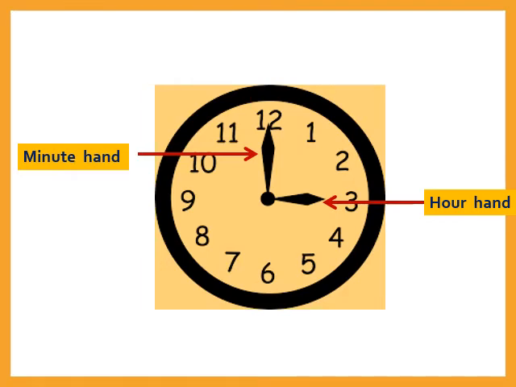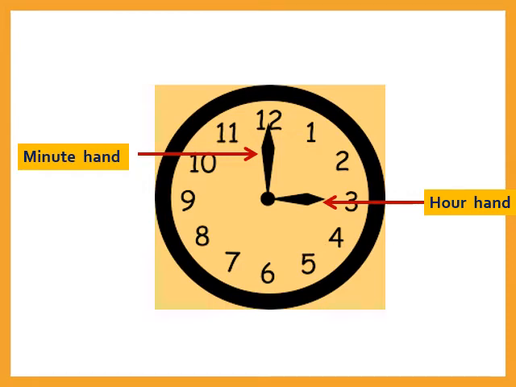Now let's revise how to read the time. We all know that a clock tells us the time. The face of the clock is called a dial. A dial of the clock is divided into 12 big divisions marked as 1, 2, 3, 4, 5, 6, 7, 8, 9, 10, 11 and 12. The gap between every two big divisions is divided into 5 small divisions. The clock has two hands, a longer hand and a shorter hand.